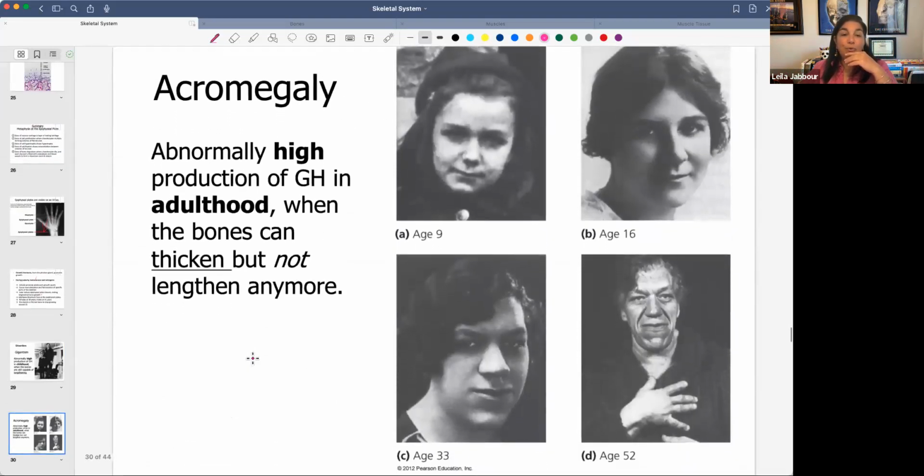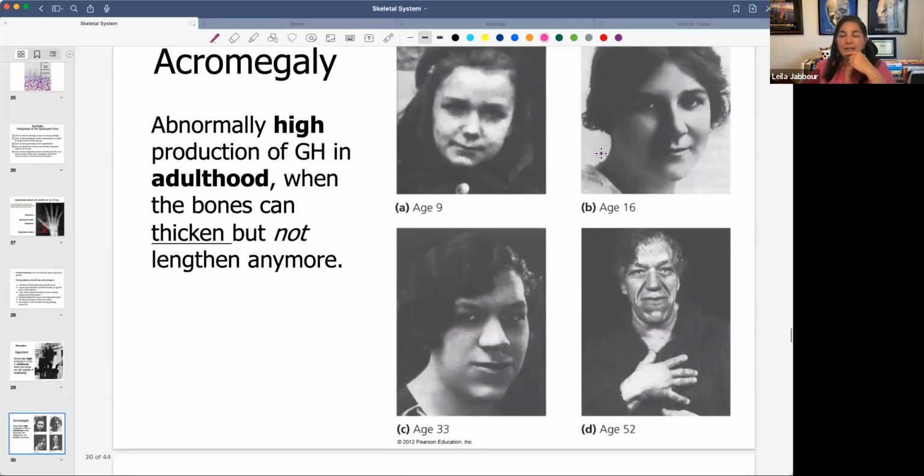Acromegaly is too much growth hormone during adulthood, when there are no more epiphyseal plates to actually grow bones in length because they disappeared by then. But all of a sudden we have growth hormone that's increased in production in adulthood. Then what are we going to grow? We're going to grow the thickness of the bones. So that's what happens when growth hormone is increased in production during adulthood. Bone grows in thickness, and that's called acromegaly.